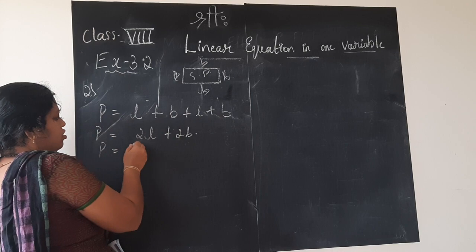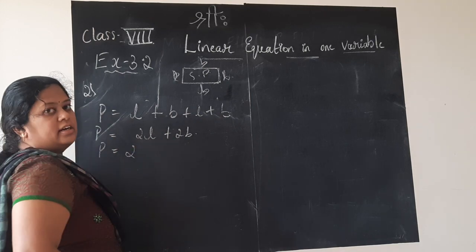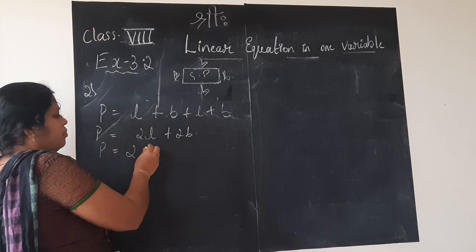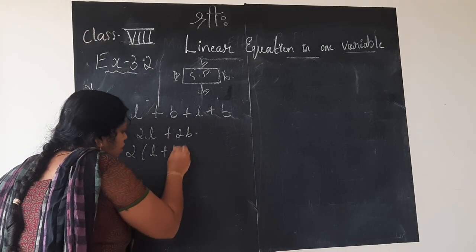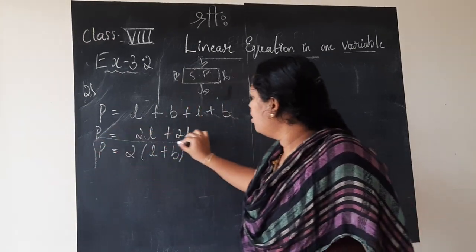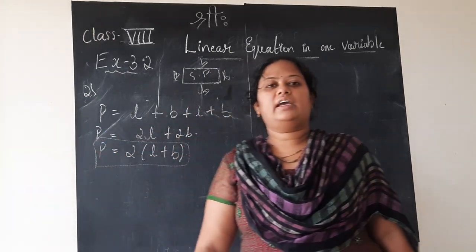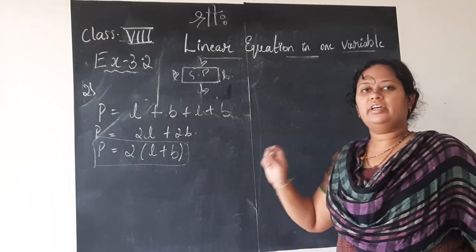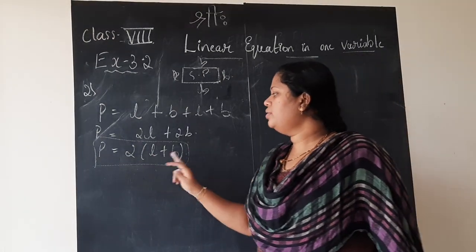If I take out 2, see, 2 is a common factor. If you take out 2, what will happen? 2 will come out. What are you left with in the bracket? You are left with L plus B. Hence we got the formula for the perimeter of a rectangle. It is given by 2 into L plus B.